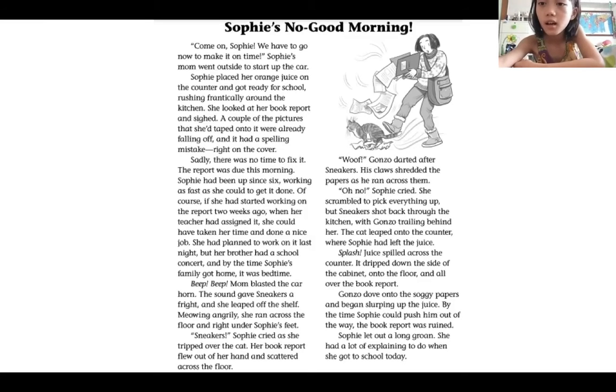Sneakers! Sophie cried as she tripped over the cat. Her book report flew out of her hand and scattered across the floor.